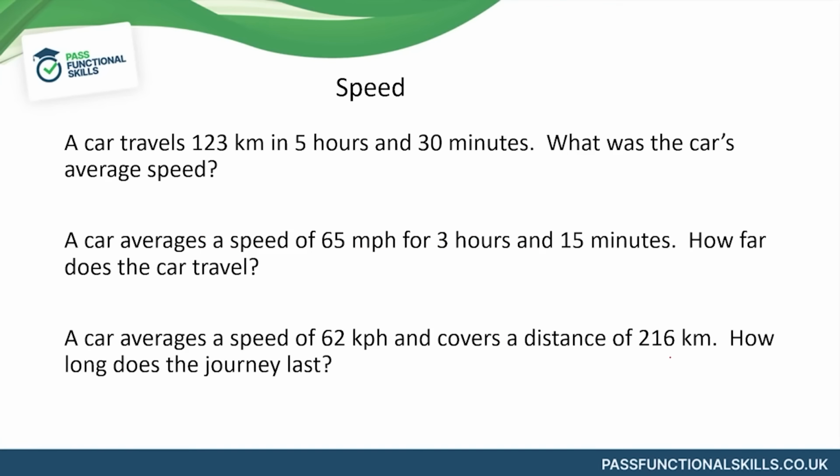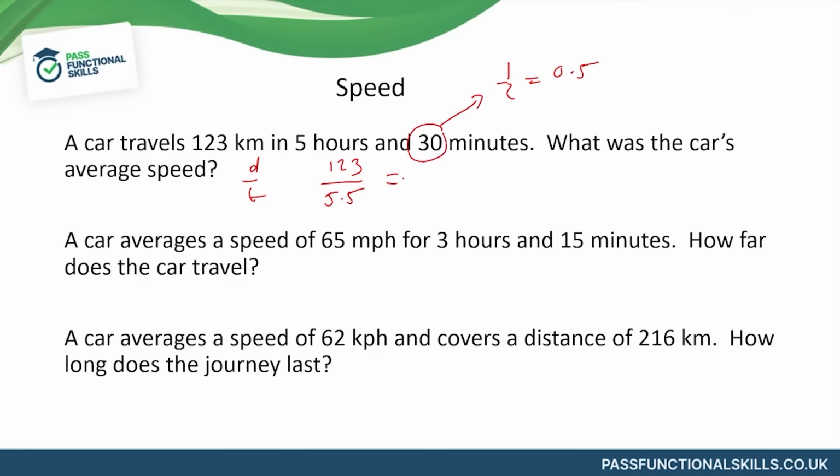Okay, moving on to the next set of questions. Here it's slightly harder because we've got hours and minutes. So we know that speed is the distance divided by time, so that's 123 divided by, how do we do 5 hours and 30 minutes? Well, think about 30 minutes. 30 minutes, that is half an hour, and a half is 0.5. So 5 hours and 30 minutes is 5.5, not 5.3, which is what some people might be tempted to write.